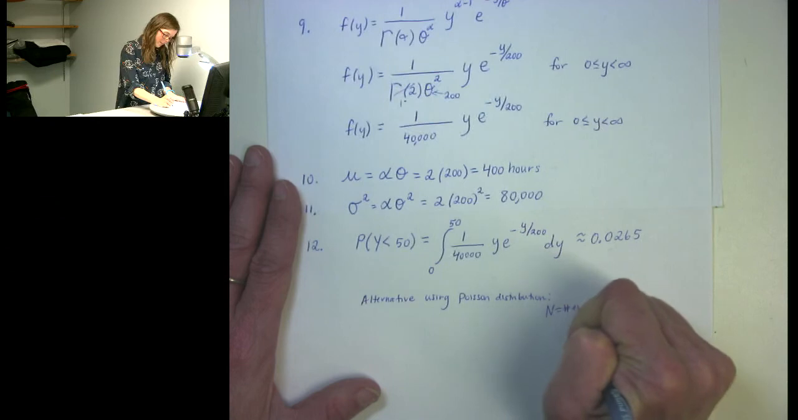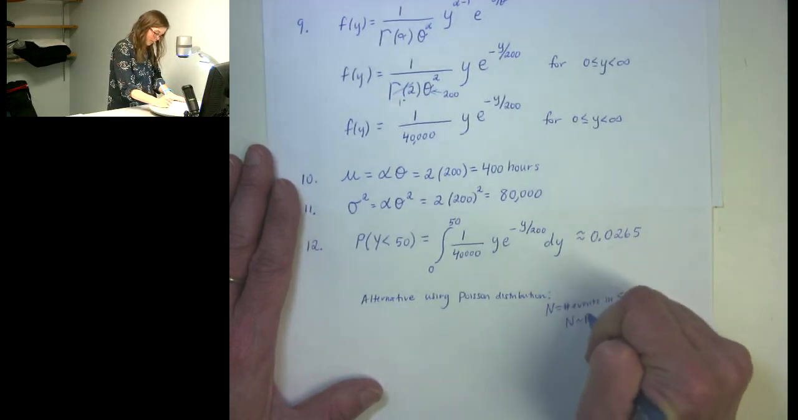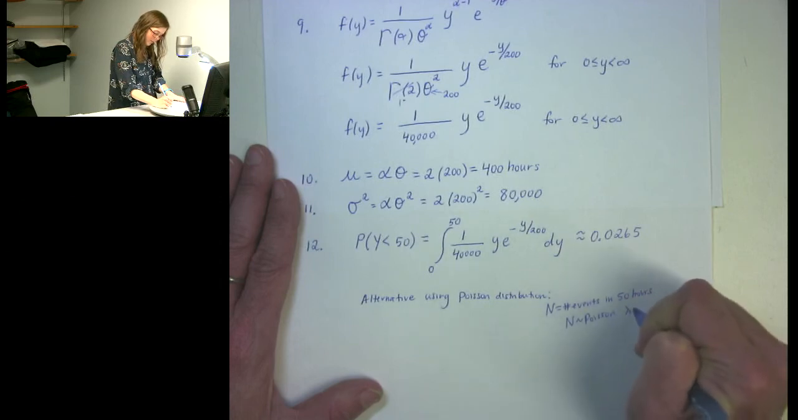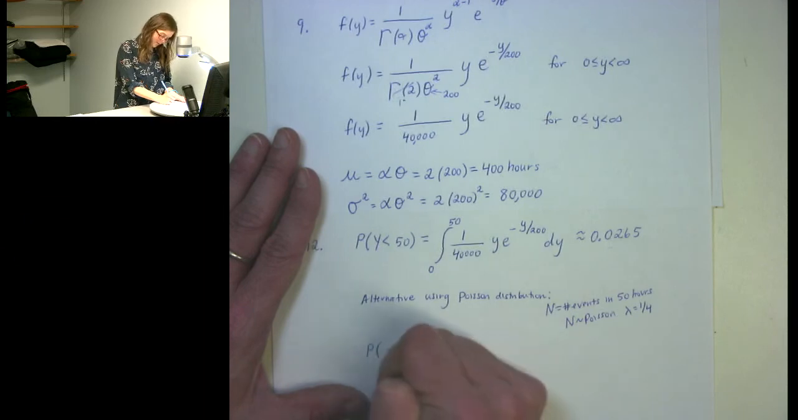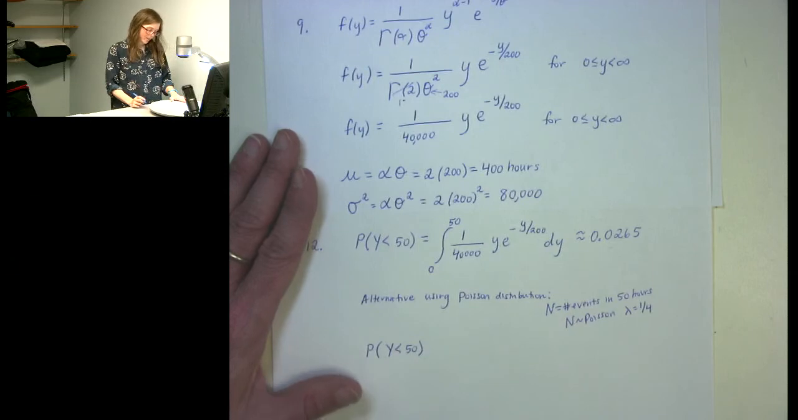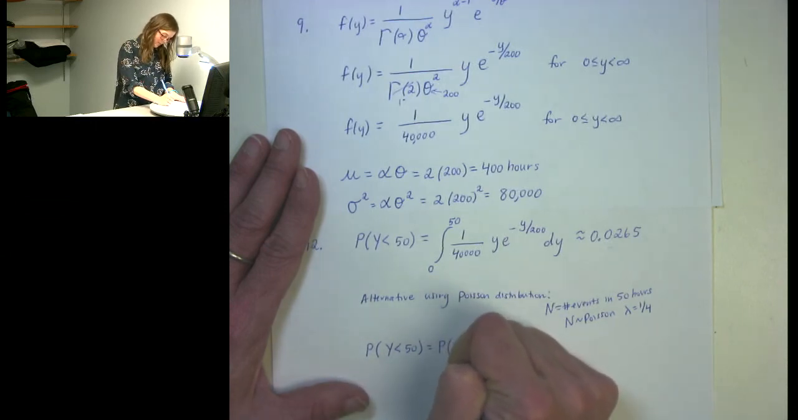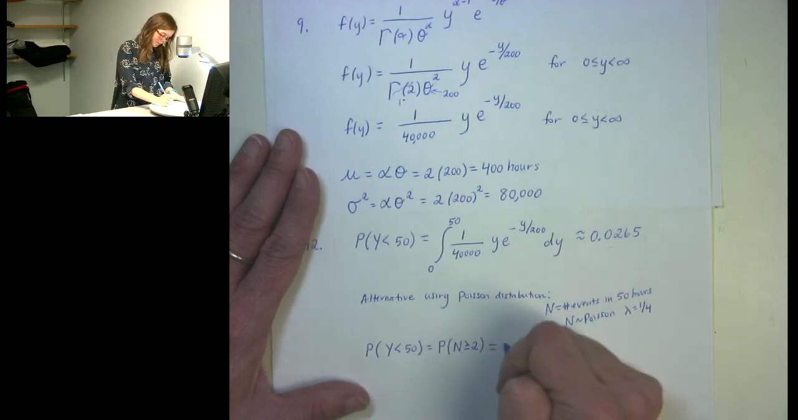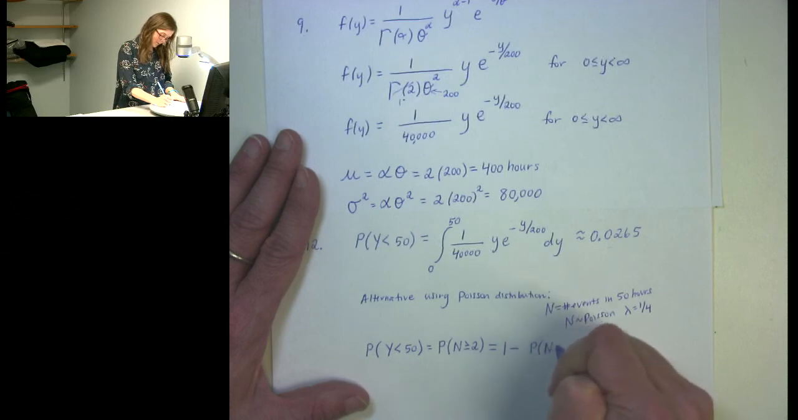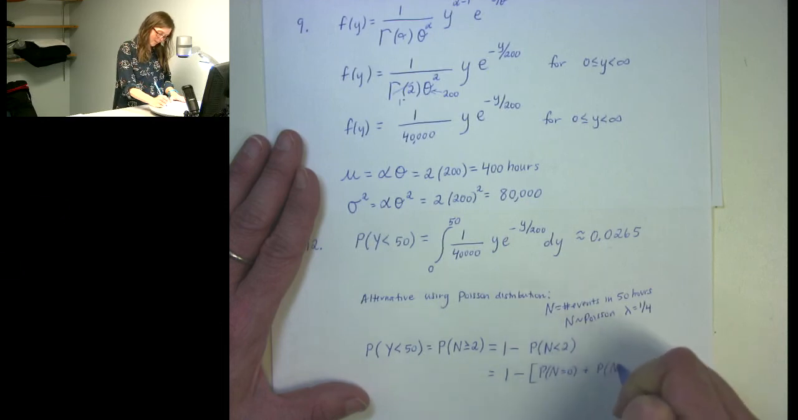Let n equal the number of events that occur in the 50 hours. We saw before that n has a Poisson distribution with lambda of 1/4. Now the probability that y is less than 50 would mean that the number of failures within 50 hours was at least 2. So this would be 1 minus the probability that the number of failures is less than 2, which is 1 minus the probability that n equals 0, plus the probability that n equals 1.